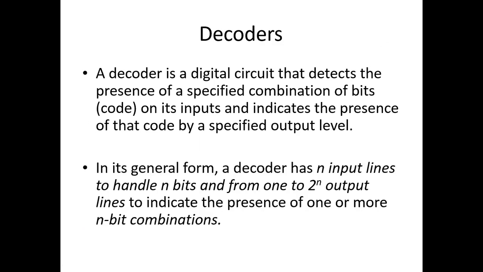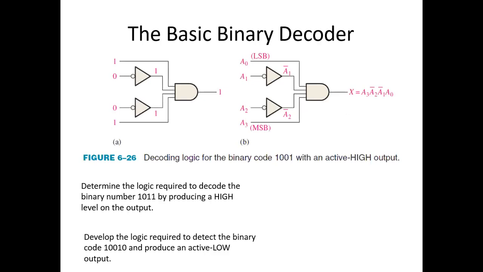In general, a decoder has n input lines to handle n bits, and it forms 1 to 2 to the power n output lines to indicate the presence of one or more n-bit combinations. Now, this is a basic decoder. It can be used for decoding logic of a binary code. Here it decodes the binary code 1001, with an active high output, which means that the output has to be 1.